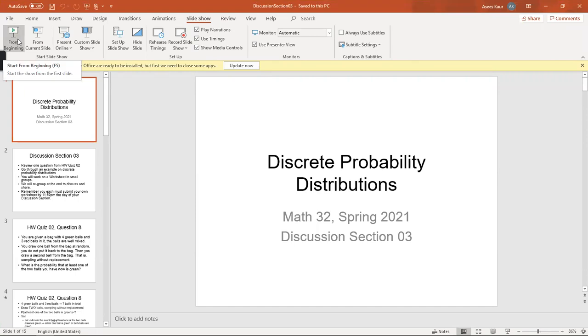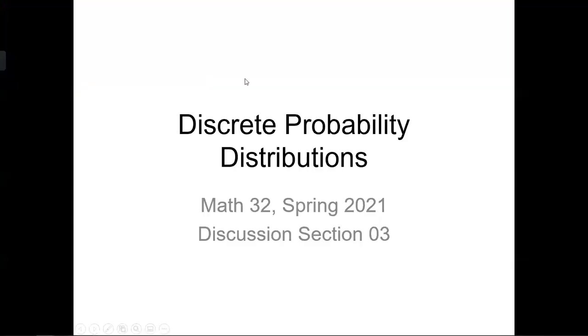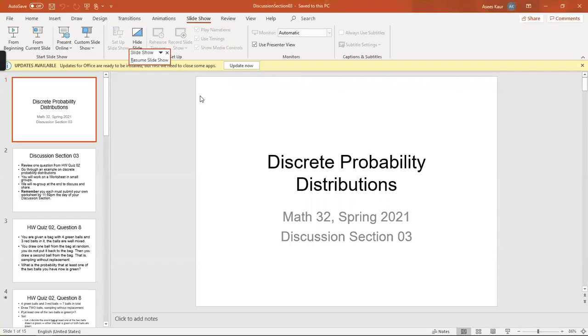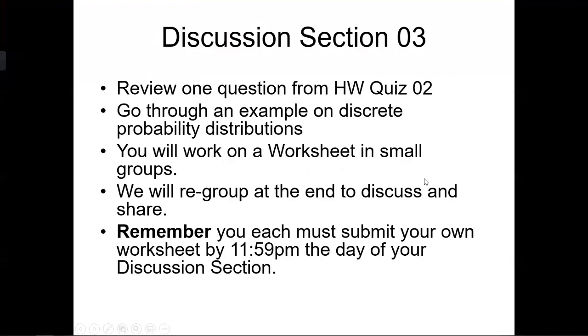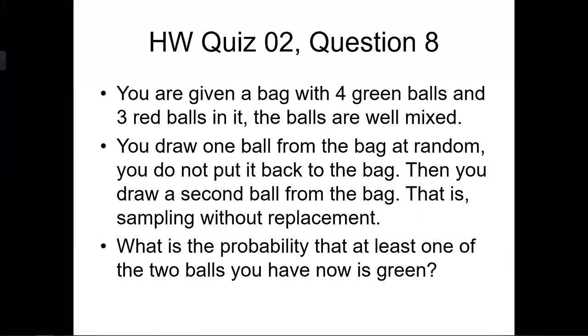And we are gonna do this today. So we are gonna discuss the discrete probability distributions today. Okay? All right. But before we do that, we do have to go over some stuff. There was this question in your homework quiz that I think some people had trouble on. So we're going to discuss that for a minute, okay?